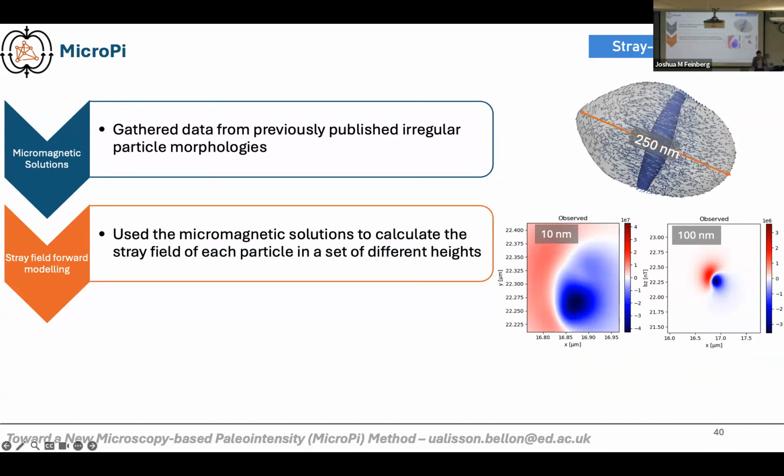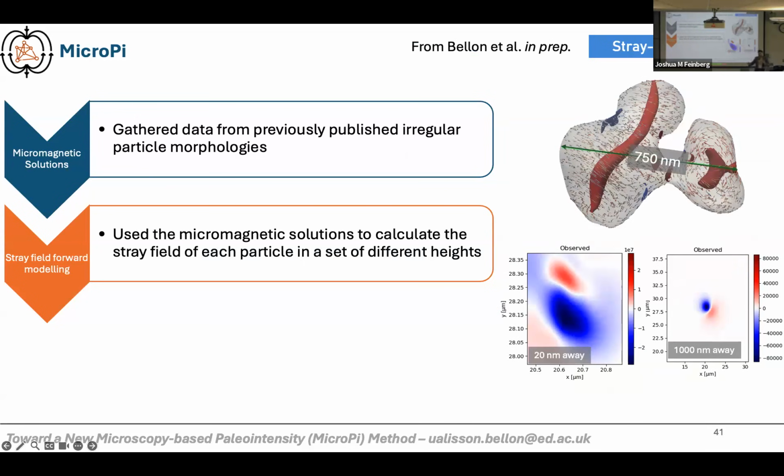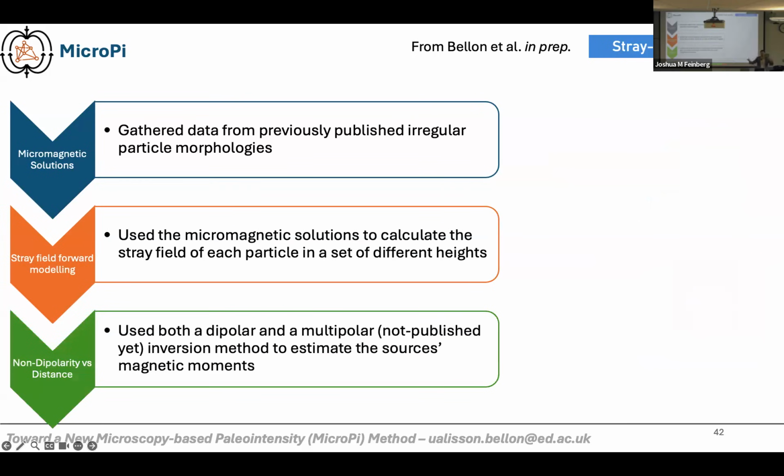The idea here is to see how the magnetic field of these particles changes with distance. So in here you have, for example, this 750 nanometer particle with complex magnetic structure. And here you have the stray field 20 nanometers away, which looks very non-dipolar. But then a micron away is already very dipolar. So in order to understand how dipolar things were or not, we are developing a Cartesian method of inverting dipolar, quadrupolar, and octopolar components, just using punctual sources as well.